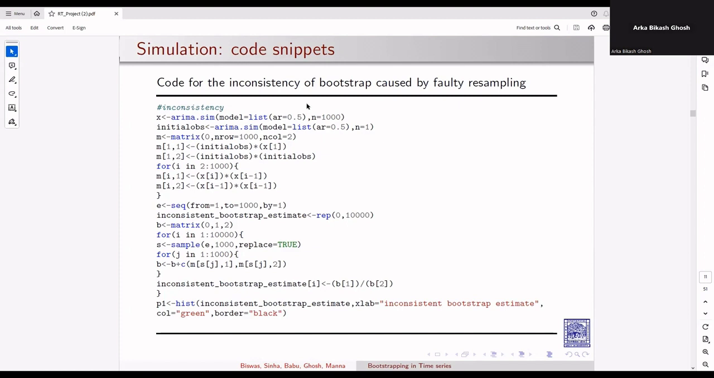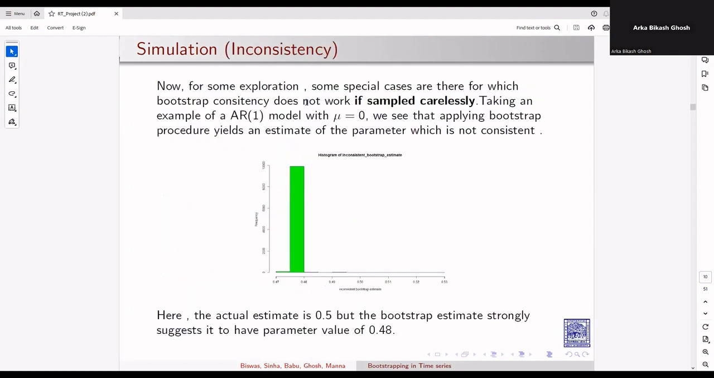Then I plotted the histogram of these 10,000 values and found that they are not centered at 0.5. As you can see in this histogram plot, the inconsistency is obvious. Now let us look at what should be a correct way of doing the bootstrap.